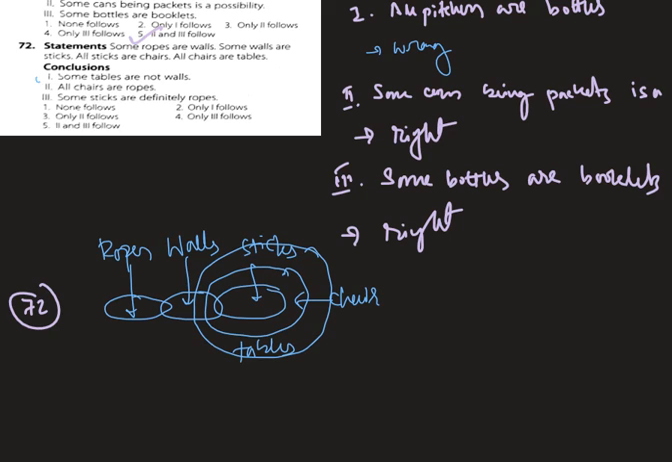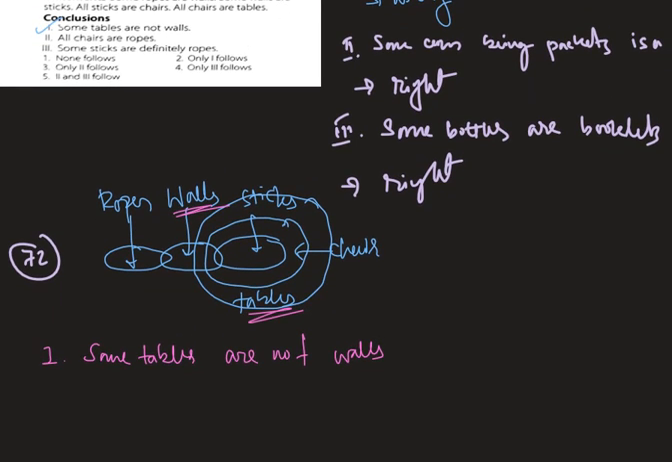Now let's check the first conclusion. Conclusion 1 states that some tables are not walls. This is the table set and this is the wall set, and we can see that some tables must be some walls. Therefore the statement is wrong.